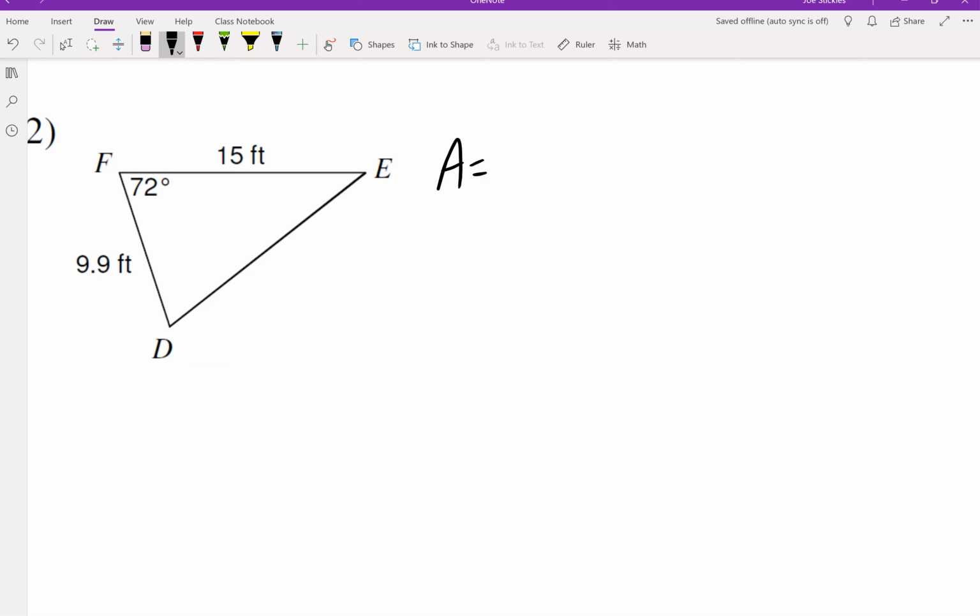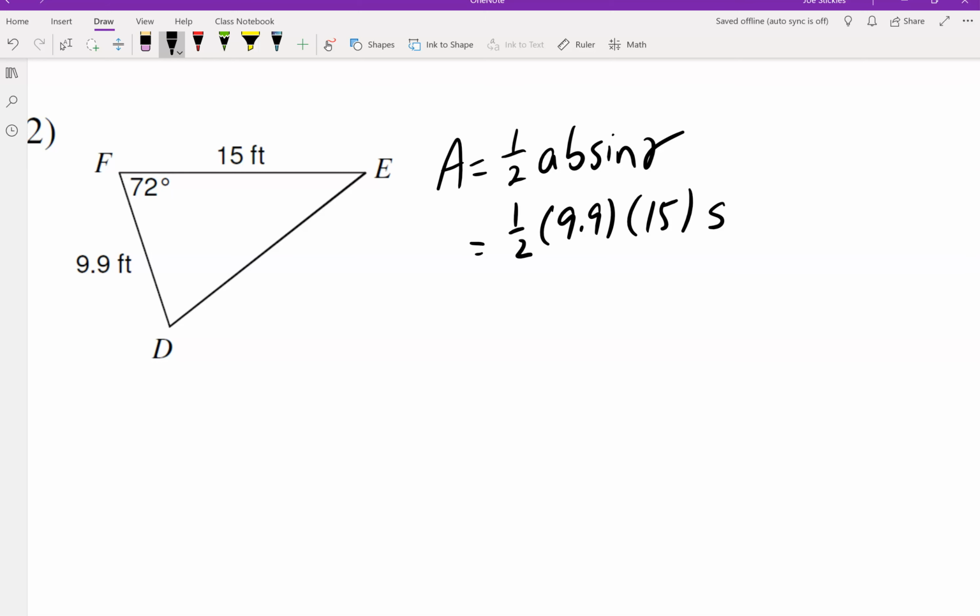All right, so the formula again is 1/2 A, B, sine of gamma, or whatever combination of letters you want. But again, remembering two sides and the included angle, which is what we have. So this is 1/2. I can use 9.9 for my A, 15 for my B, and 72 degrees for my gamma. I do 0.5 times 9.9 times 15 times sine of 72. Again, looks like a wonderful job for a calculator. 70.6159. Now the units here, I'm doing feet times feet, so I get square feet.